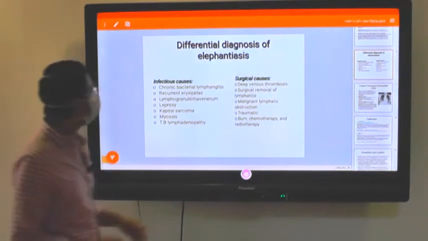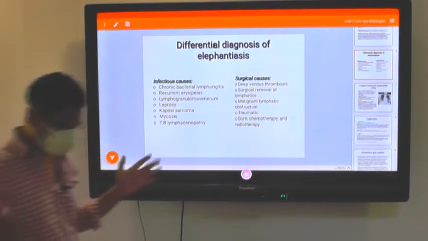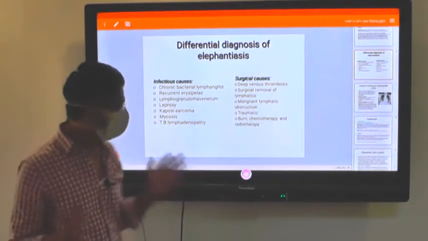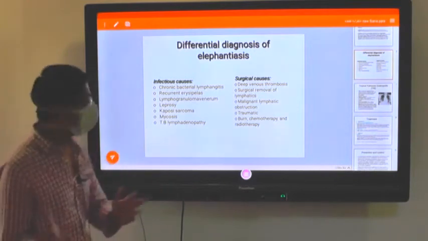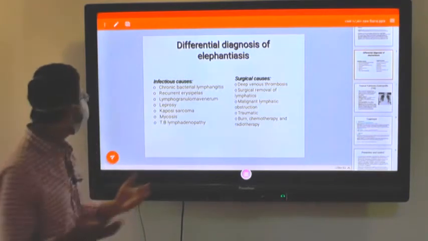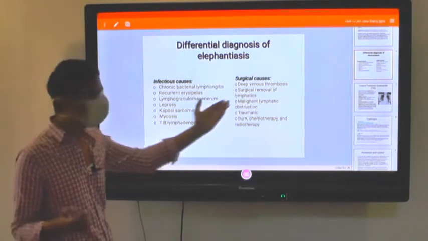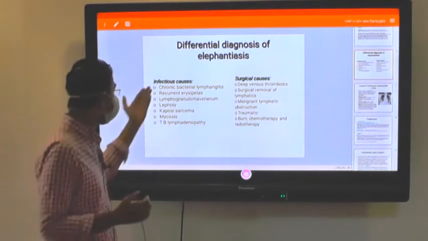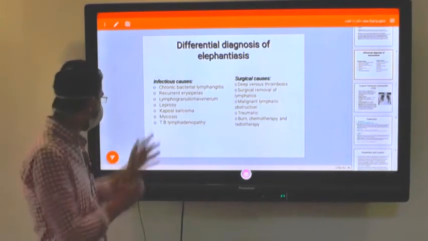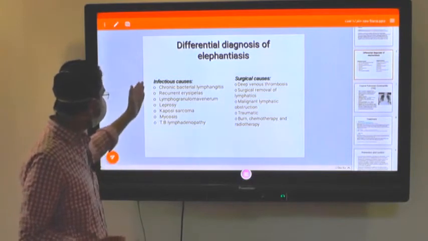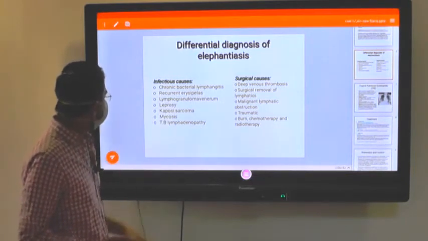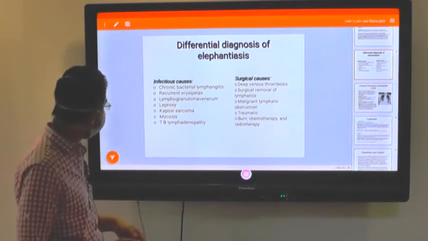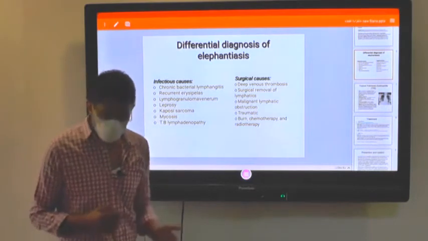Regarding the differential diagnosis, we are talking about elephantiasis, the unilateral enlargement of the limb. So what's the differential diagnosis for a case of elephantiasis? It may be infectious or surgical causes. Infectious causes may be recurrent or chronic bacterial lymphangitis due to any other cause, recurrent erysipelas, lymphogranuloma venereum, leprosy, Kaposi sarcoma, mycosis, and tuberculous lymphadenopathy.